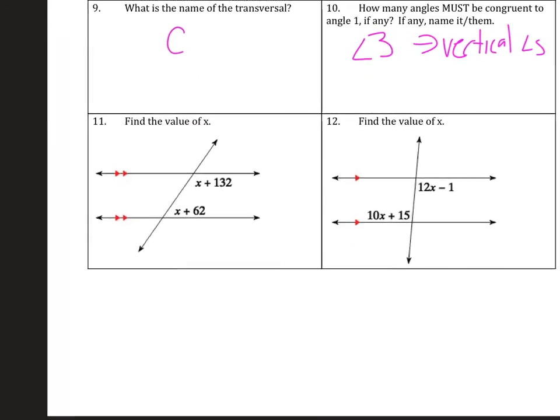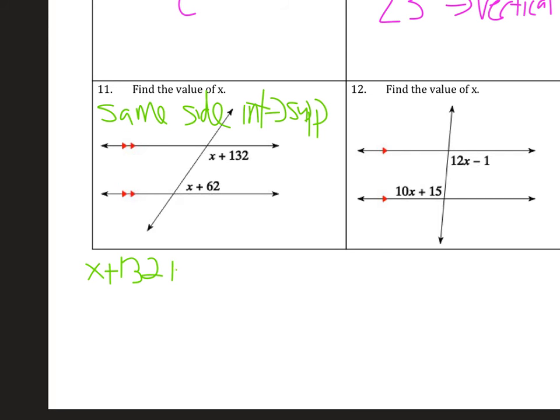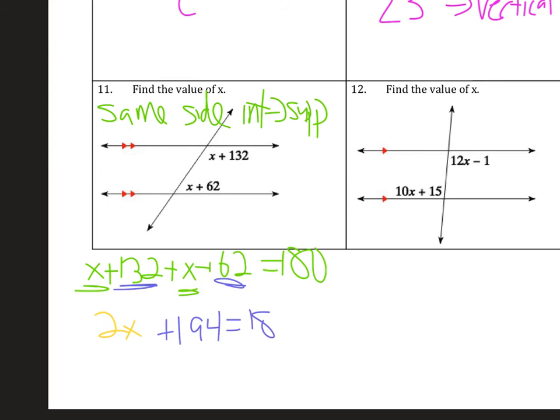Down here, find the value of x. So these are same side interior. And that means they're supplementary. So x plus 132 plus x plus 62 equals 180. Let's go ahead and combine these. So that's going to be 2x, and we'll combine these. 132 and 62 is 194. And 180 is still there.